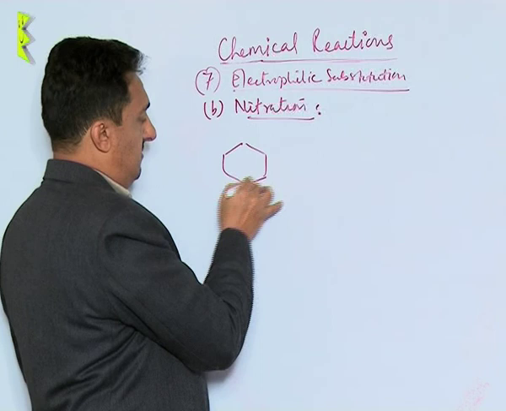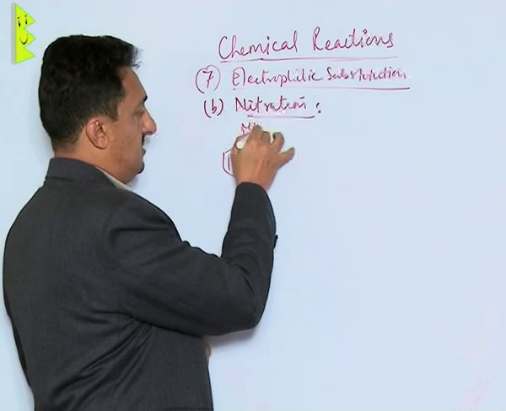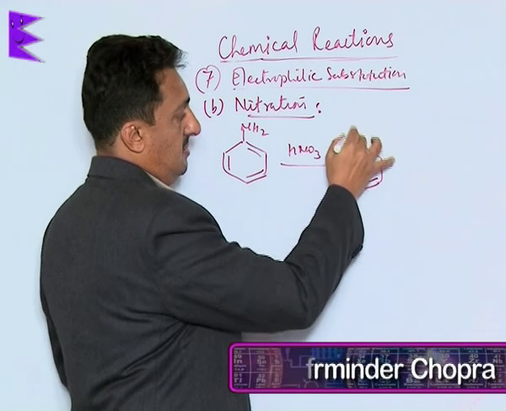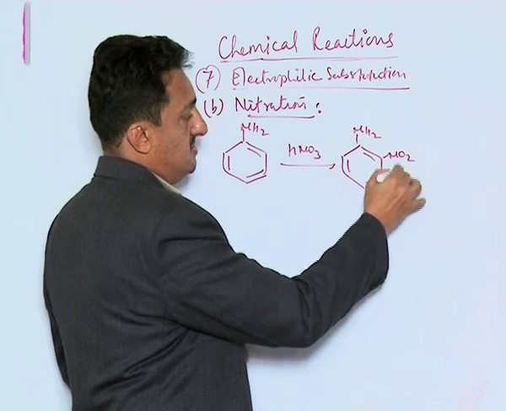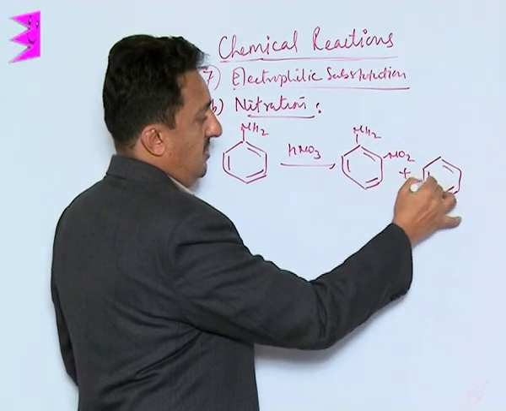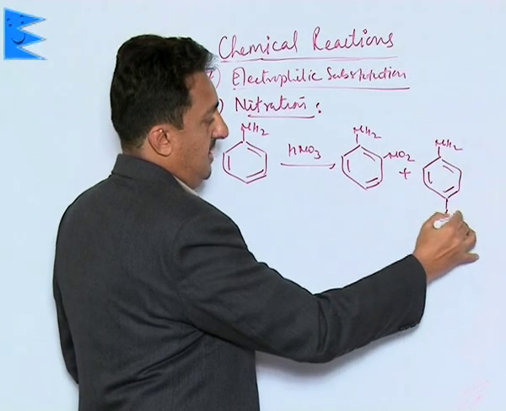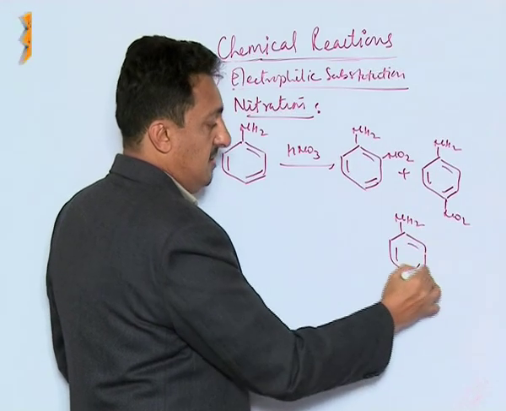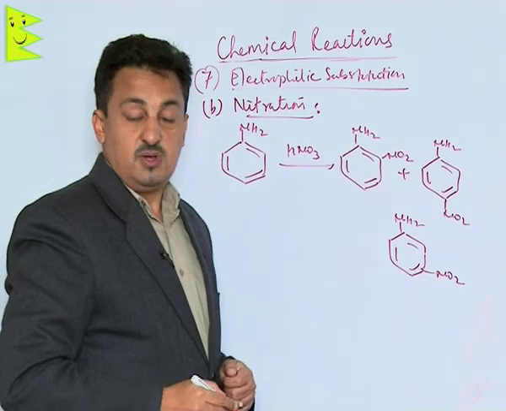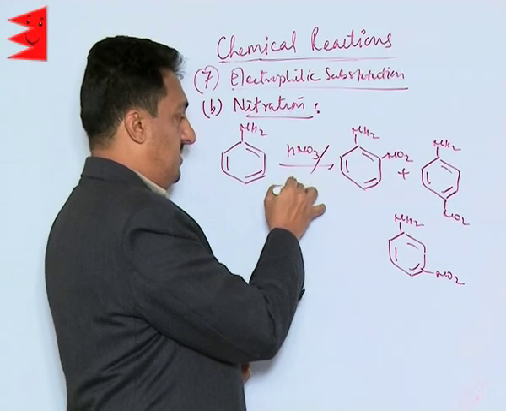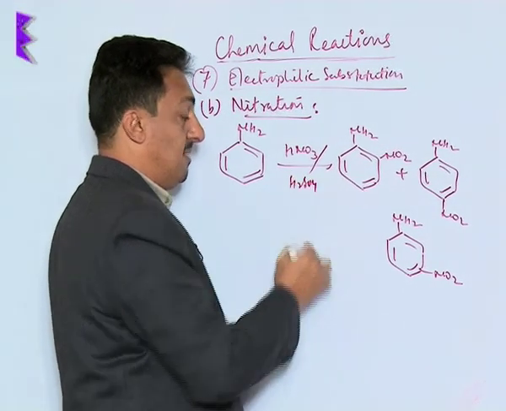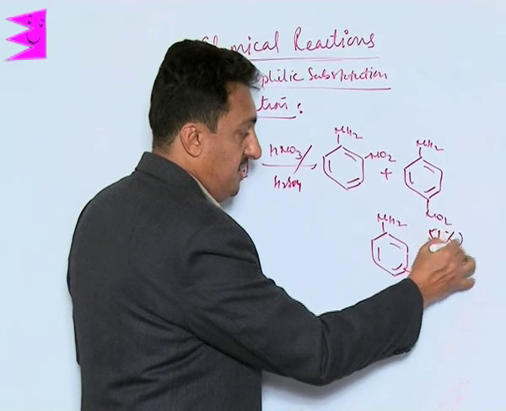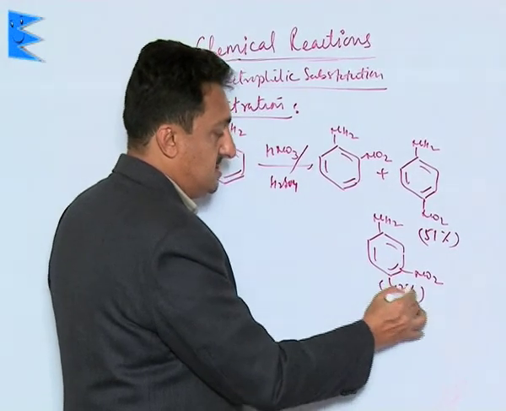When we do the nitration of aniline with, of course, nitric acid, we get a very different result. We get ortho and para substituted products, along with which we also get the meta substituted product. The most interesting is that we are taking H2SO4 also, because that's a nitrating mixture. The percentage of these three products is almost like this: 51%, 47%, and nearly 2%.